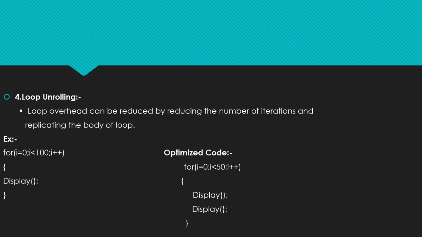As you can see the example of loop unrolling: for loop, for i less than 100 from 0, increment, in method display. That is the optimized code.